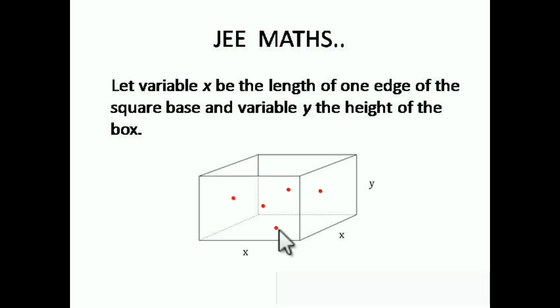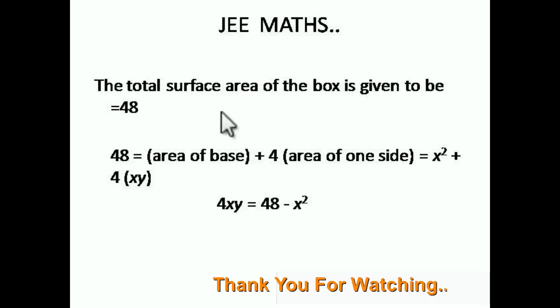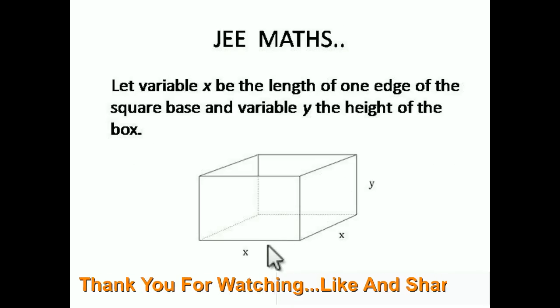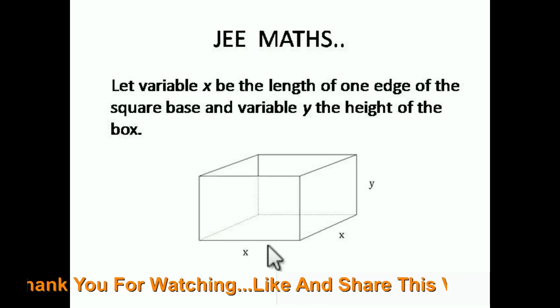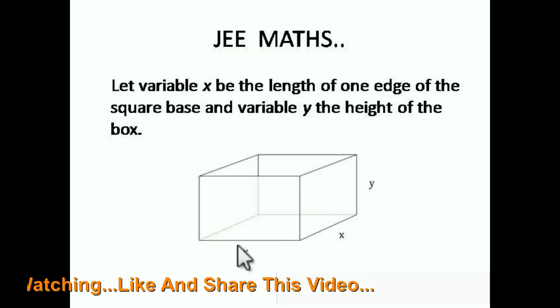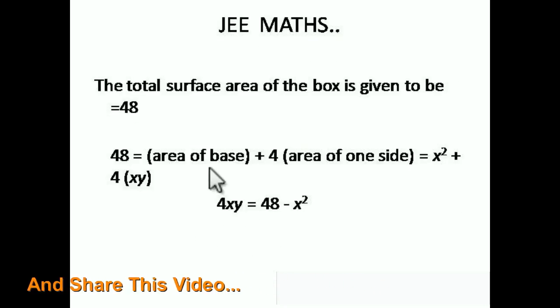We have to calculate the surface area. We have to make an equation so that we can find the maximum and minimum value of the function. What is given to us? The surface area is 48. Now what we have to do is equate the variables using the real value, which is 48, the surface area. So what is the surface area? The total surface area is the area of the base plus 4 times the area of one side.